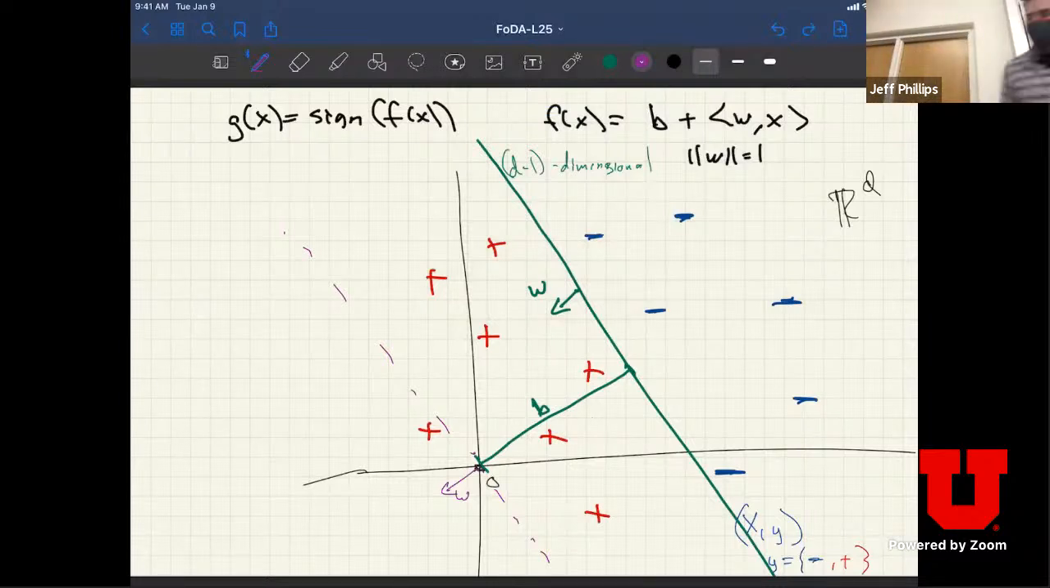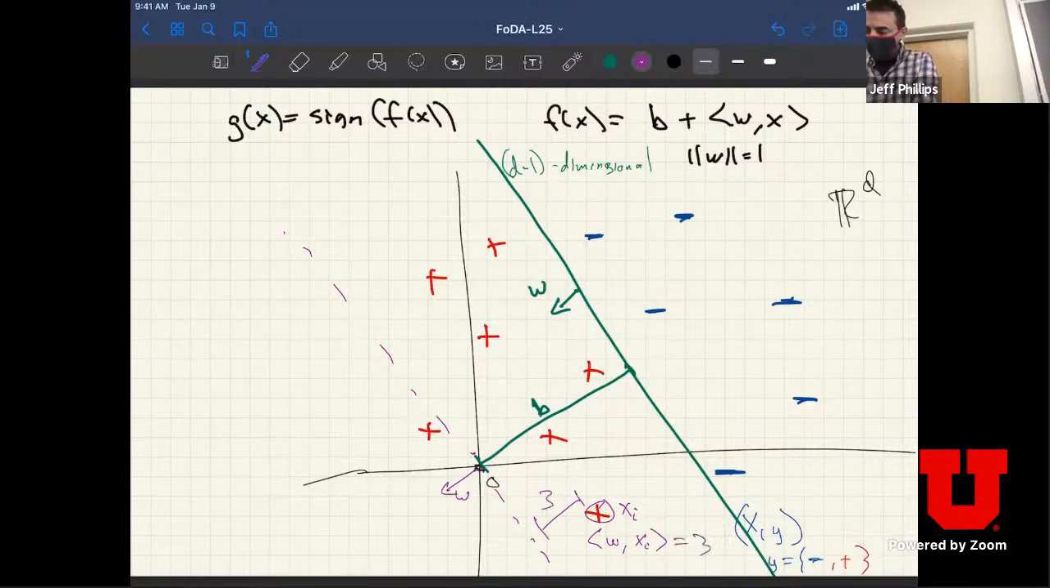So let's look at this point here. If I call this Xi, the dot product of W and Xi is going to be this value here. Let's say this value is 3, but B is equal to, say, 7. So that distance is 3, but it's in the opposite direction, so it's actually minus 3. This dot product is minus 3. So minus 3 plus 7 is equal to 4, which is greater than 0.